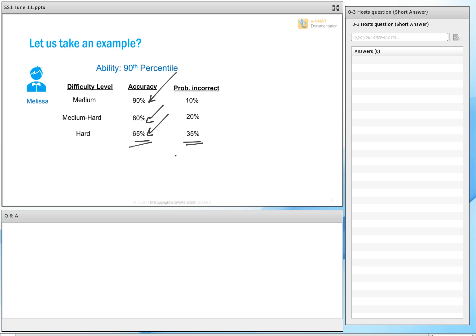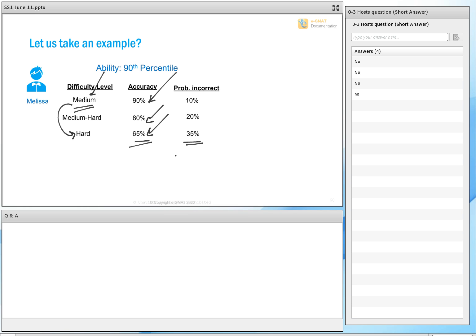By the way, if you make mistakes on medium questions, what do you think about the test's propensity to serve you hard questions? Will the test serve you hard questions? No, it won't. Then it can't even tell you whether you are a 90th percentile guy or not. Maybe just in the first set, a couple of hard questions in the first set. Why? Because the test is still making a judgment. But otherwise not.